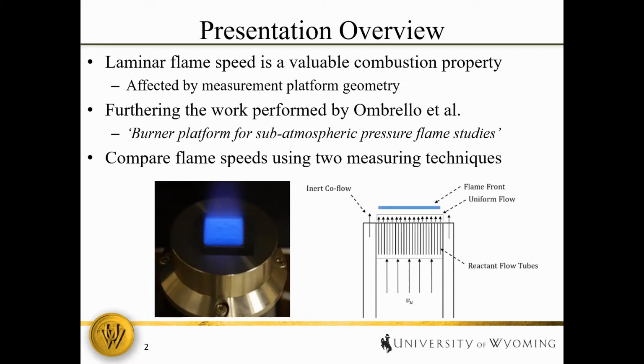Due to the significance of laminar flame speeds in combustion, great effort has gone into accurately measuring the flame speeds of various reactant mixtures. However, flame speeds can be affected by aerodynamic stretching of the flame front caused by the geometry of the measurement platform. The Henkin burner has been proposed and used in recent years to measure propagation speeds. This study expands on the work performed by Umbrella and further assesses the strain rate of laminar premixed flames using the Henkin burner and compares the results of two flame speed measurement techniques.